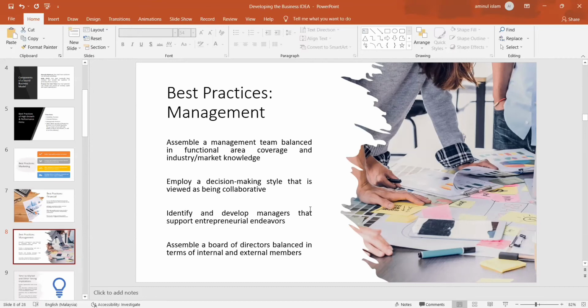Assemble a board of directors balanced in terms of internal and external members. As you grow bigger, of course you wouldn't be able to manage by yourself or even with a small team. The financing that you have may not be enough. So what do you do? We may register as a corporation and get a bigger board of directors involved in making decisions, and also we get avenues to raise more funds to run the business. So these are the three important areas that we always look at, starting from marketing, financial, to management best practices.